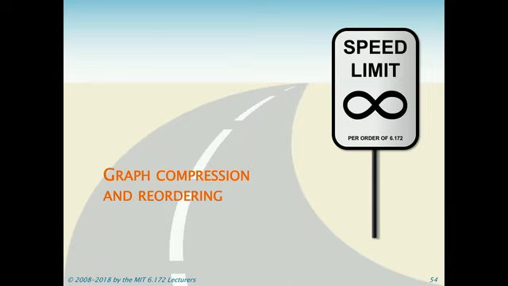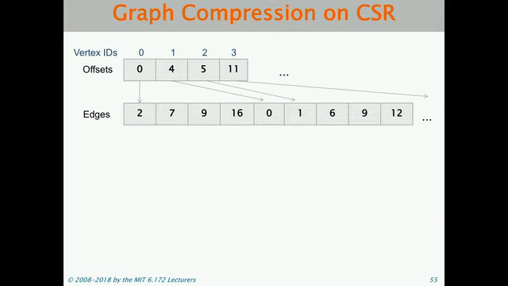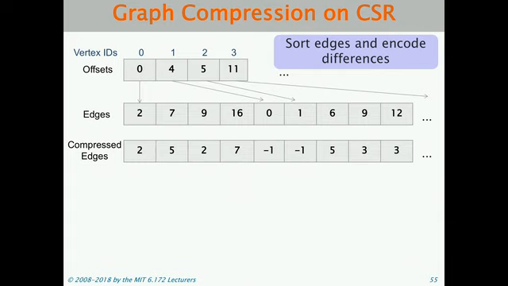Let me now talk about another optimization, which is graph compression. The goal here is to reduce the amount of memory usage in the graph algorithm. Recall this was our CSR representation, and in the edges array, we just stored the values of the target edges. Instead of storing the actual targets, we can do better by first sorting the edges so that they appear in non-decreasing order, and then just storing the differences between consecutive edges. For the first edge of any particular vertex, we'll store the difference between the target and the source of that edge.